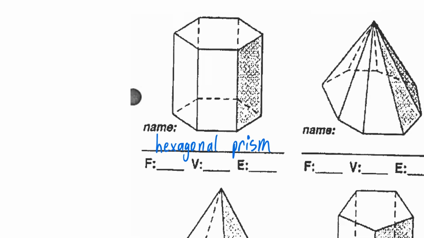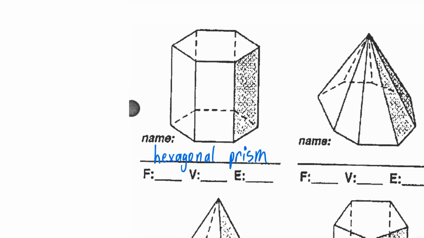All right, so how many faces does this have? It has 8. The top, bottom, and then the 6 going around. How many vertices? Okay, 1, 2, 3, 4, 5, 6, 7, 8, 9, 10, 11, 12. And how many edges does it have? It's got 18. 1, 2, 3, 4, 5, 6, 7, 8, 9, 10, 11, 12, 13, 14, 15, 16, 17, 18.